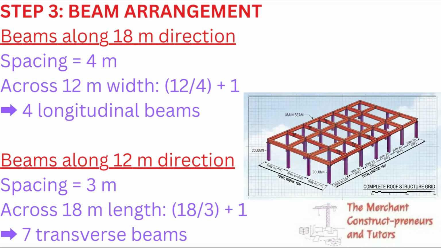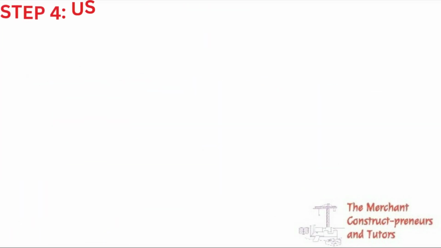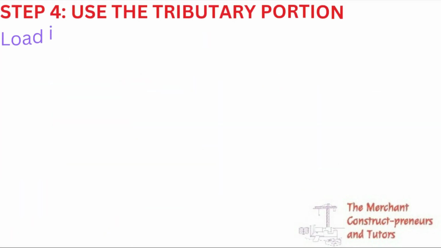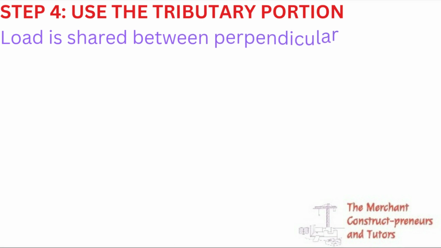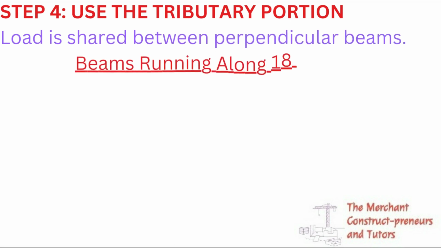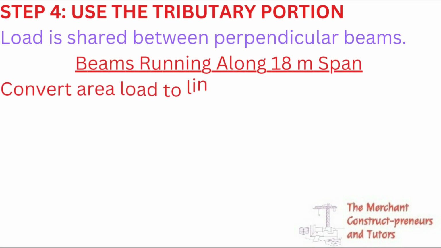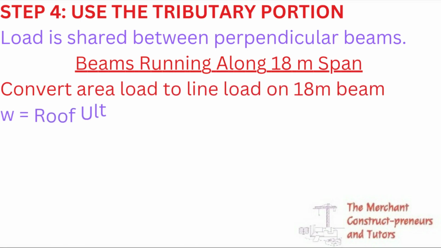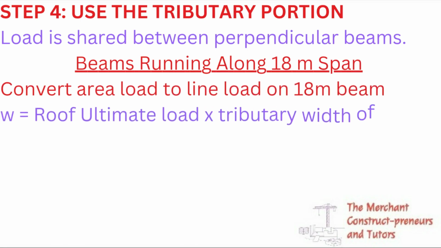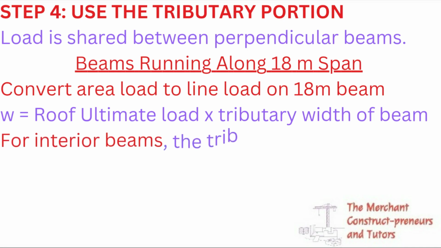So the beams along the 18 meters, we have it as 4 longitudinal beams. Along the 12 meters, we have it as 7 transverse beams. So this will guide us in our calculations, right? So step 4, we want to use the tributary portion. Yeah. So load is shared between perpendicular beams, right?